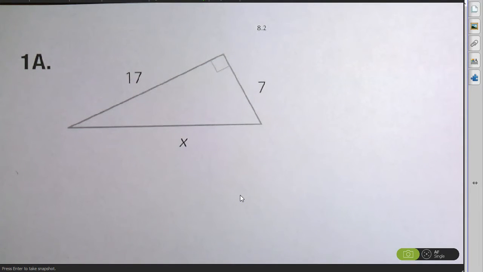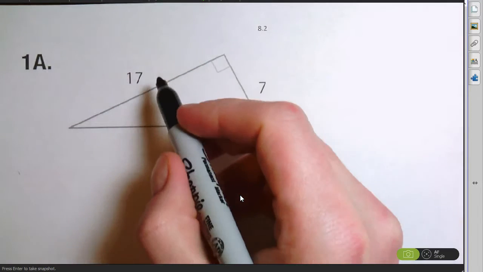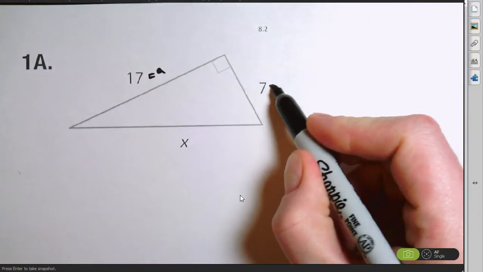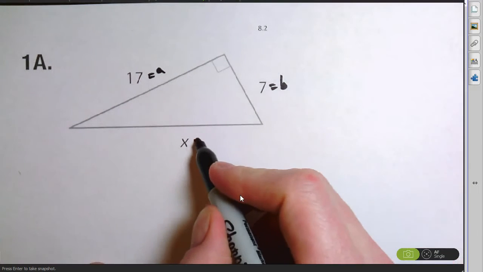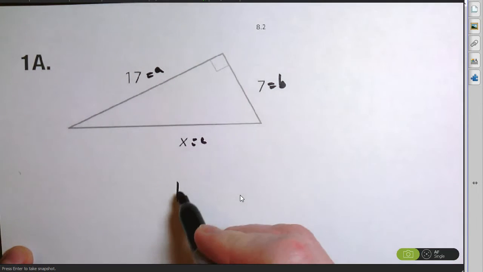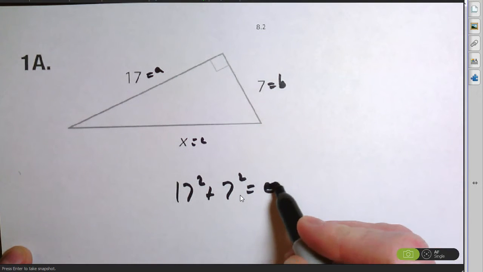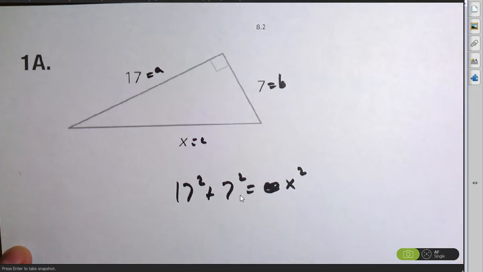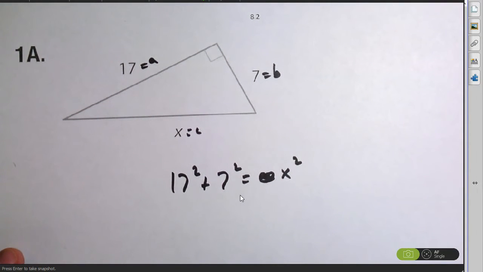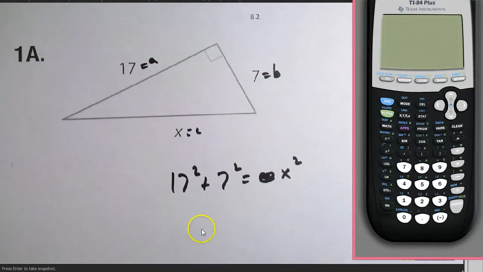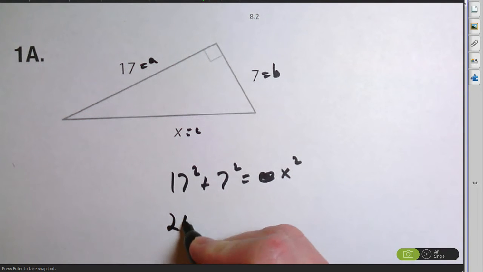Okay, so 17, it doesn't matter what we call it, we can just call it A. 7, we'll call it B. So that's C. So we'll have 17 squared plus 7 squared equals c squared, or actually, sorry, just call it x squared. So 17 squared, this chapter we get to use our calculators a fair amount. It's 289, sorry, 289. So 17 squared is 289.